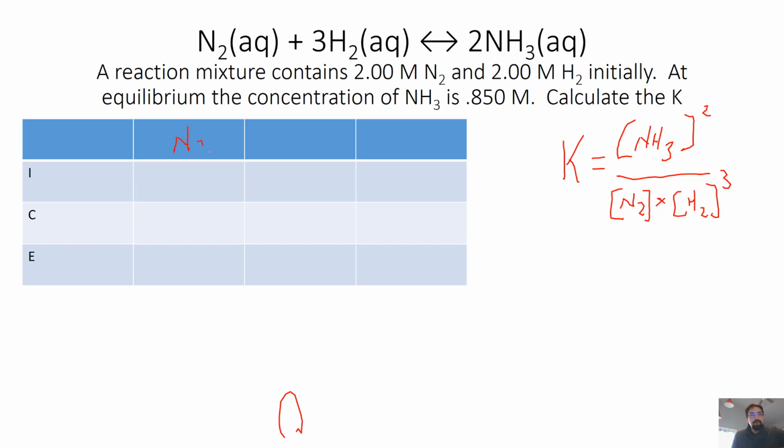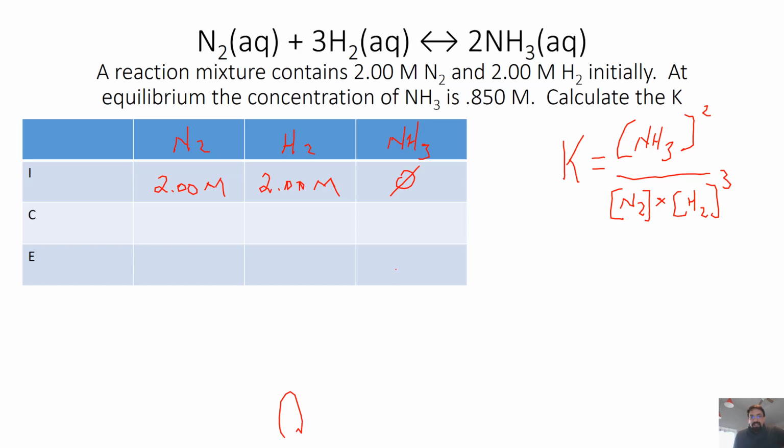I'm going to plug in N2 in this part, H2 here, and NH3 here. I'm going to fill out the parts that I actually know. For instance, initially I have a 2 molar solution of N2. I also know that I have a 2 molar solution of H2, and it doesn't say anything about the NH3. I'm going to assume, since it doesn't say anything, that I've got no NH3 at all.